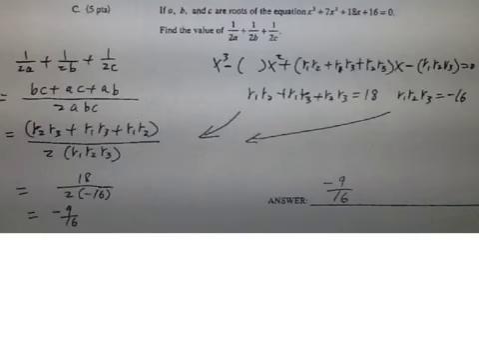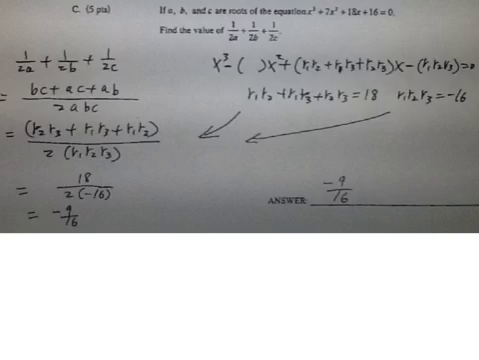We are told if a, b, and c are roots of the equation x cubed plus 7x squared plus 18x plus 16 equals 0, to find the value of 1 over 2a plus 1 over 2b plus 1 over 2c. So a, b, and c are the roots. So a can be r1, b can be r2, and c can be r3. It doesn't matter how we label it, but it'll help us here in a minute.